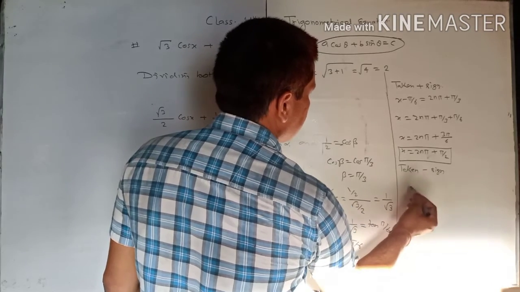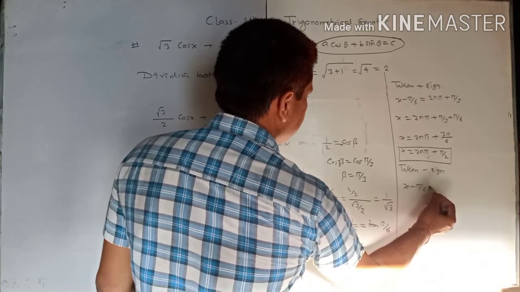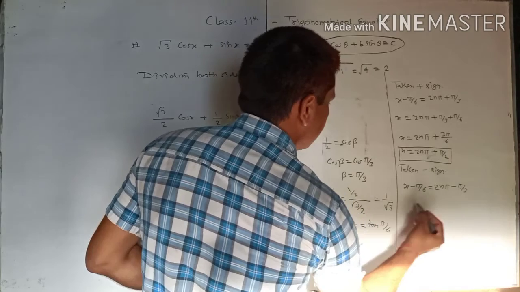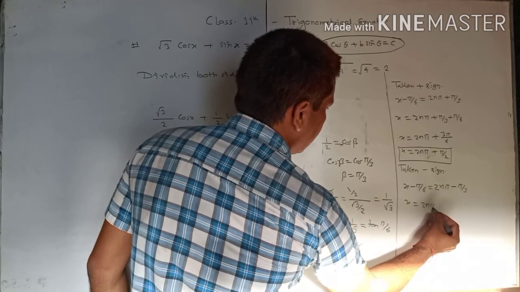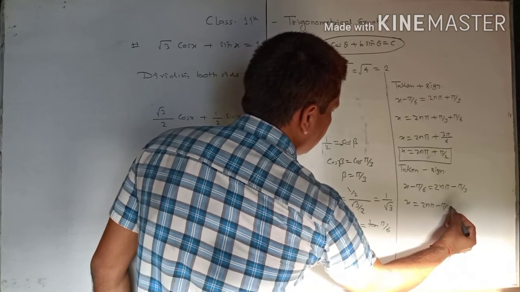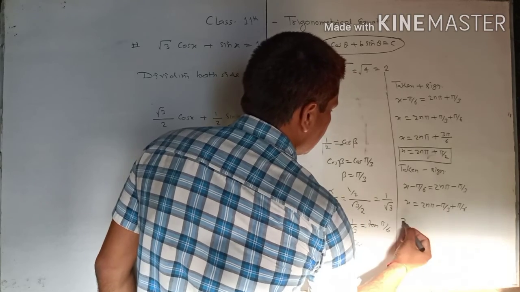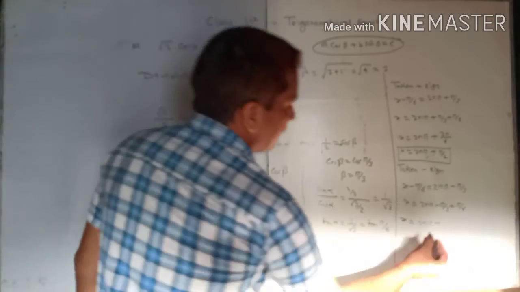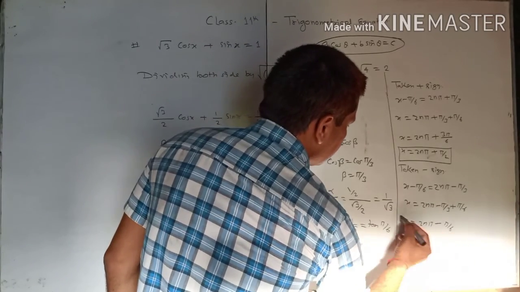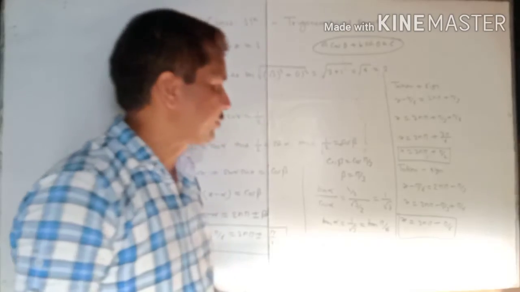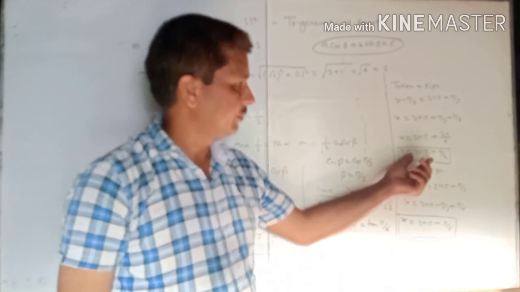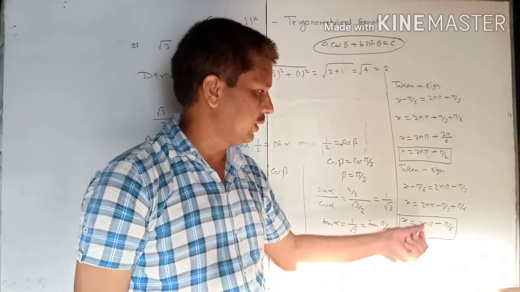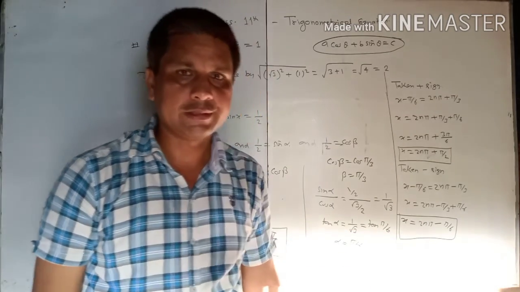Taking the negative sign, x minus pi by 6 is equal to 2n pi minus pi by 3. So x is equal to 2n pi minus pi by 3 plus pi by 6. So finally x is equal to 2n pi minus pi by 6. These are the two solutions: x is equal to 2n pi plus pi by 2 and x is equal to 2n pi minus pi by 6. Thank you.